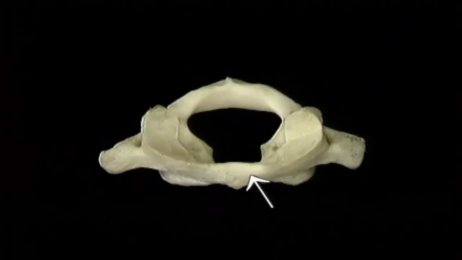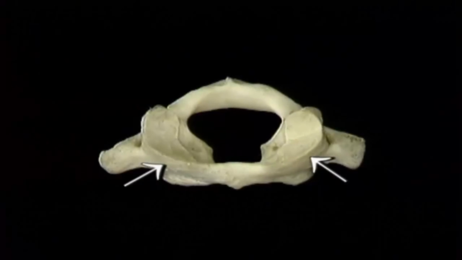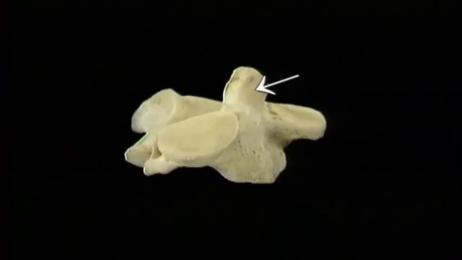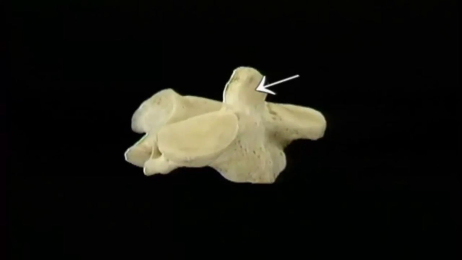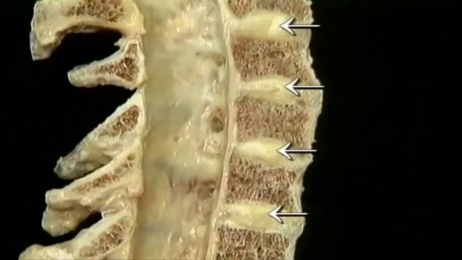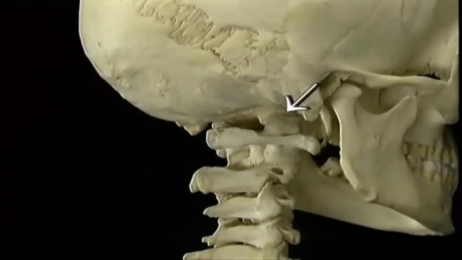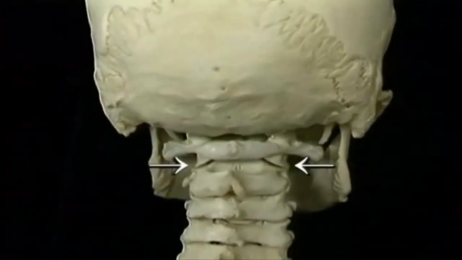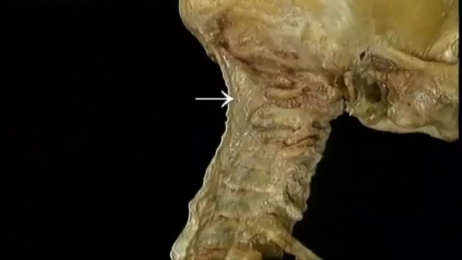On the atlas vertebra, here's the anterior arch, the posterior arch, and the lateral masses. On the axis vertebra, here's the odontoid process. Here are the intervertebral joints and the intervertebral discs. Here are the atlanto-occipital and atlanto-axial joints.